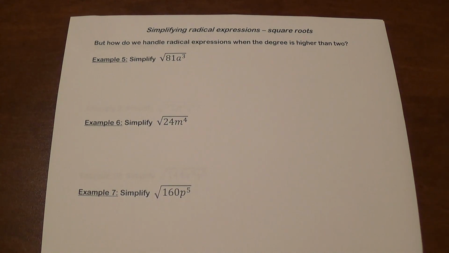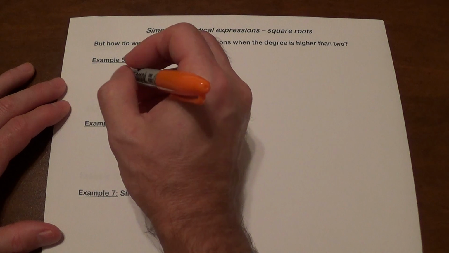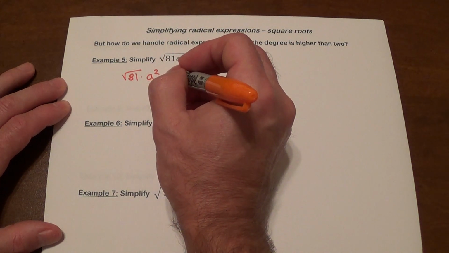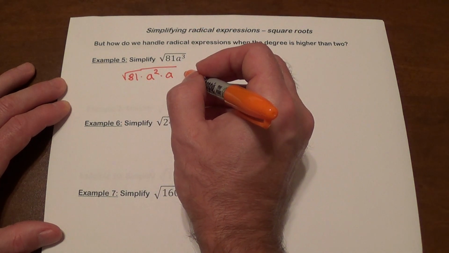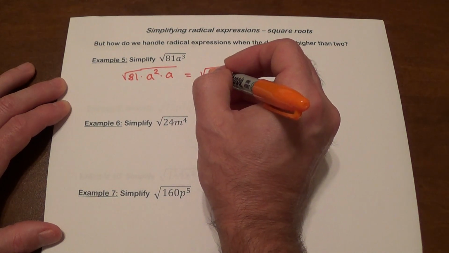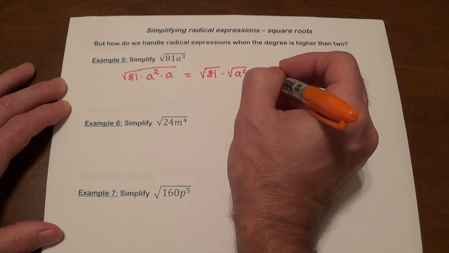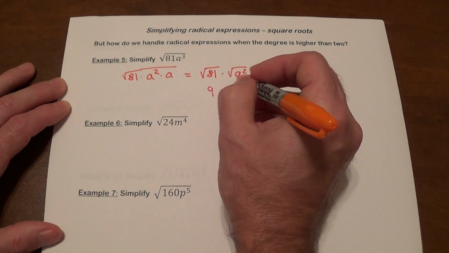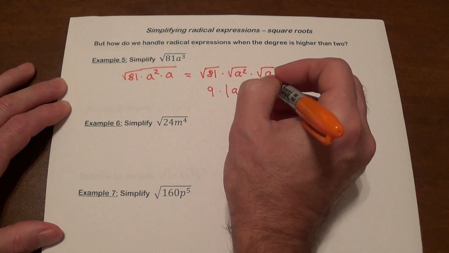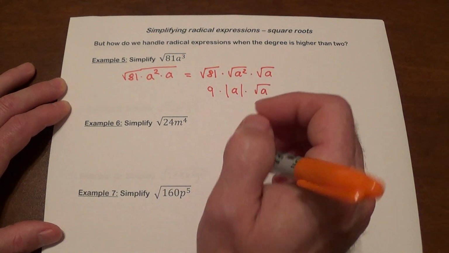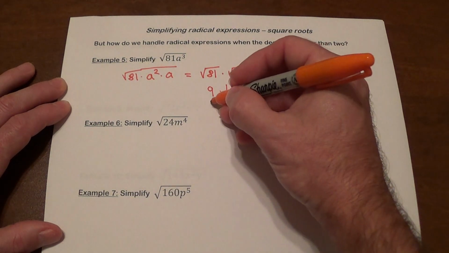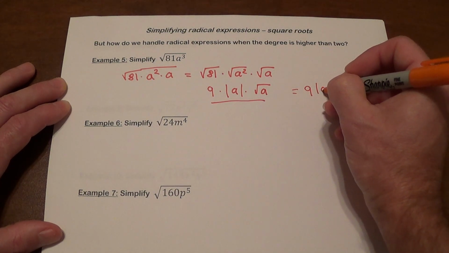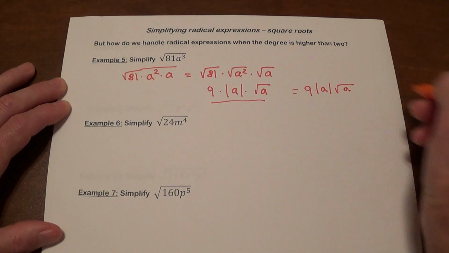Well, when you have square root of 81 a cubed, what you're going to do is the following. You're going to write 81, and then a cubed is going to be written as a squared times a. A squared times a is a cubed. Then we're going to have square root of 81 times the square root of a squared times the square root of a. Square root of 81 gives us 9. Square root of a squared will give us absolute value of a, and square root of a is just going to stay like that. So that's going to be our answer here. There is not much you can do. Okay, we just rewrite that. So it's 9 times the absolute value of a times the square root of a.